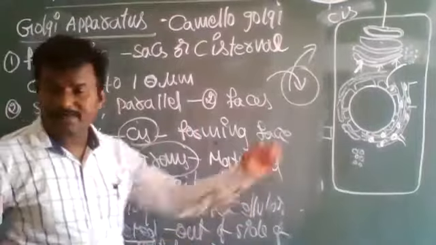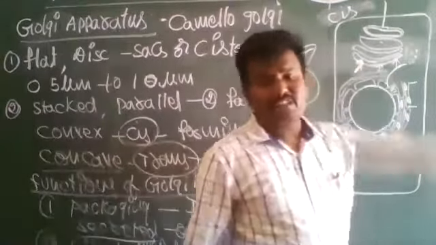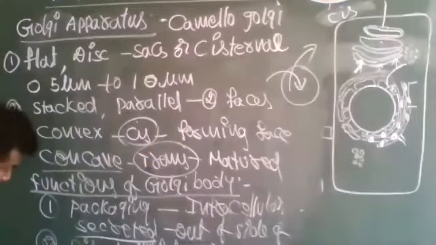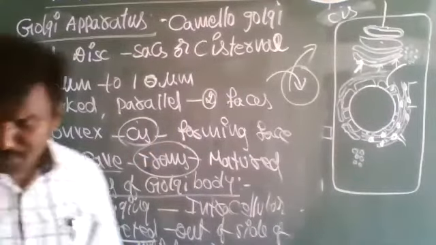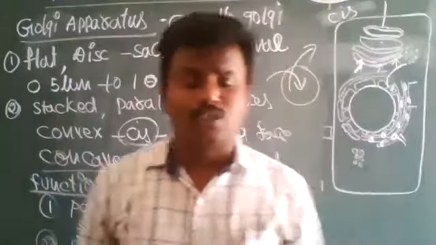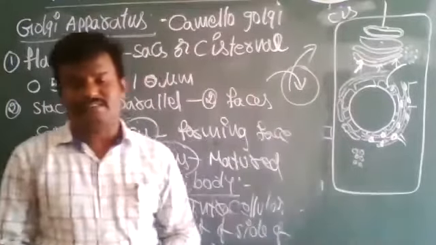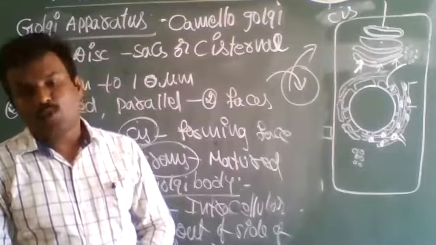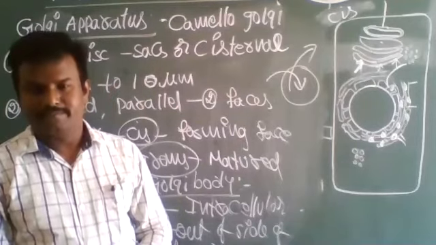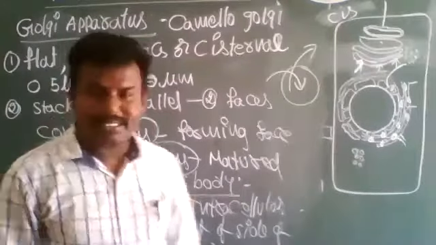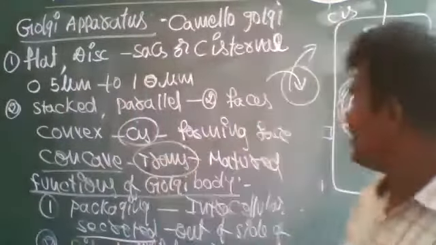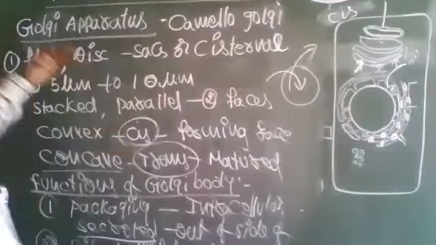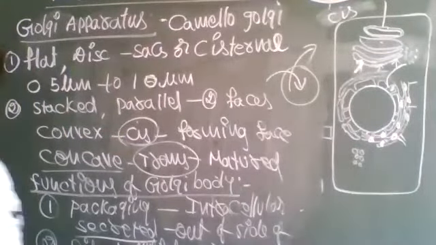Those are modified in the cis phase and leave the trans phase. Okay, that is the third function. Fourth one is Golgi complex. Golgi complex is the major site for the synthesis of glycoproteins and glycolipids. These two are synthesized in the Golgi apparatus. Okay, that is the explanation about Golgi apparatus.